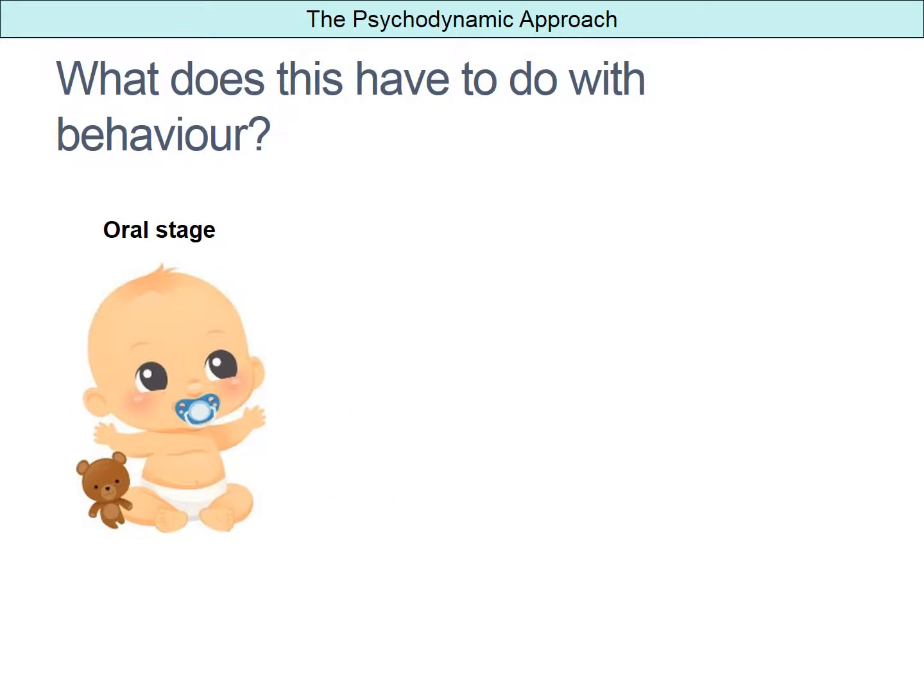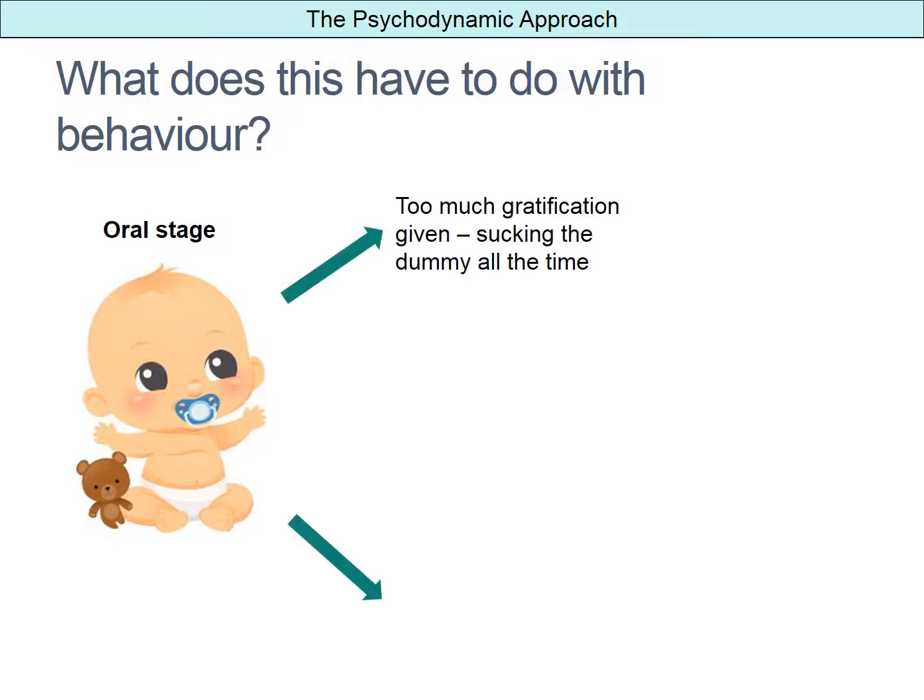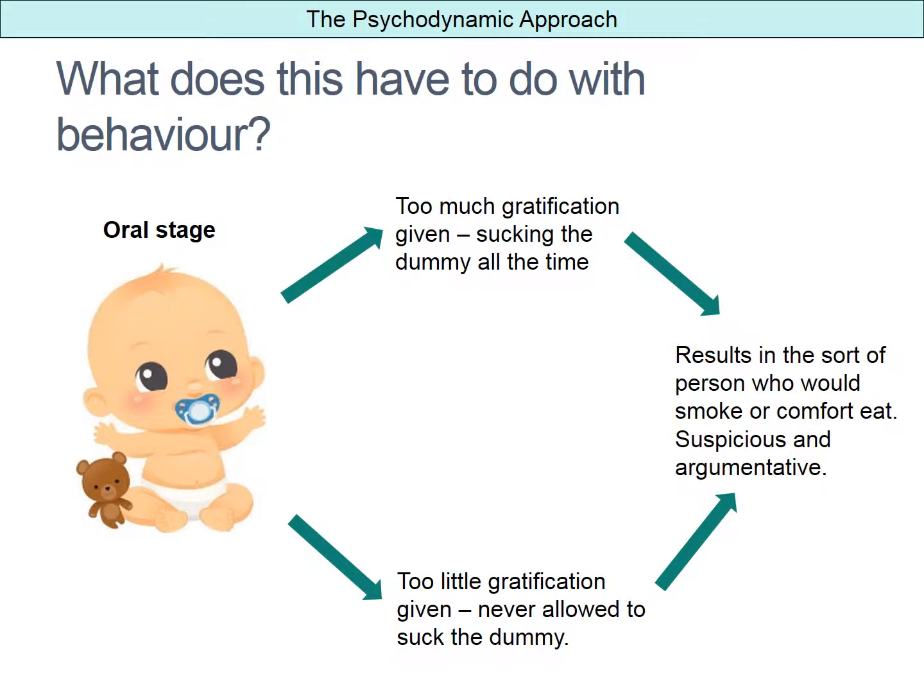If we take the oral stage, so this is a child in the oral stage. Let's imagine that either they're having too much gratification, so that could be they're sucking the dummy all the time, maybe it's never taken away from them, or too little gratification, so maybe they're never allowed to suck a dummy. Freud said both of these things would lead to someone growing up into being maybe suspicious and argumentative, and they might have behavioural traits such as smoking or comfort eating. And Freud termed this an oral personality.